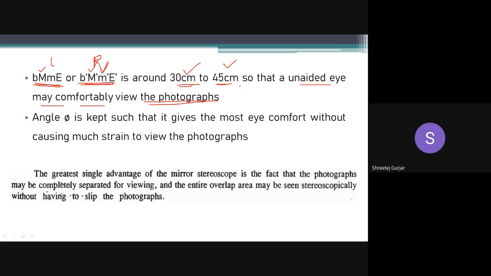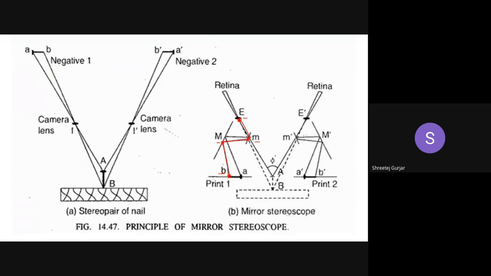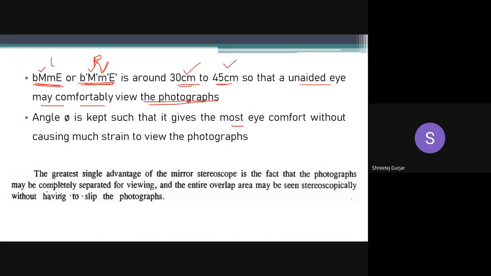Next, coming to angle phi. Let me show you that angle phi. It is over here, this particular angle. This angle is kept such that it gives most eye comfort without causing much strain to view the photographs. So that angle is kept such that you can easily view the stereo pairs and you do not have too much strain to view the photographs. These are two points which you have to keep in mind.